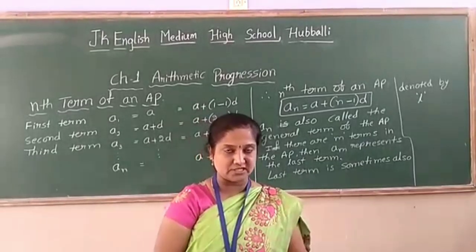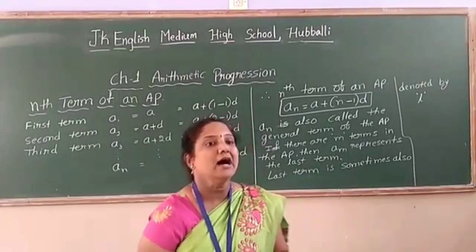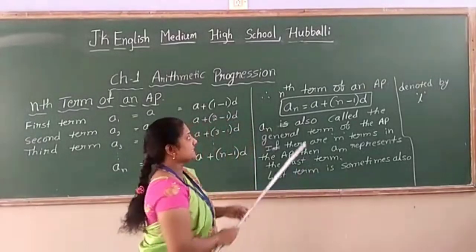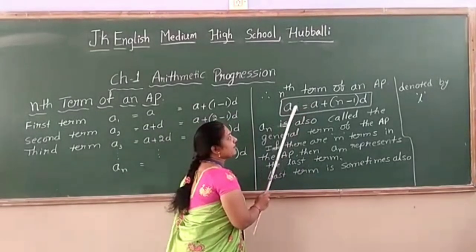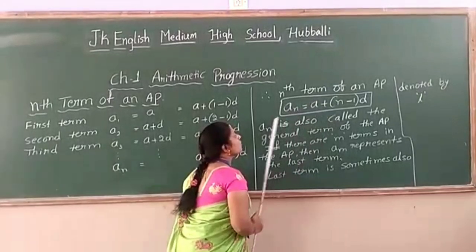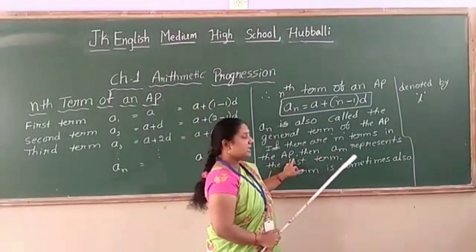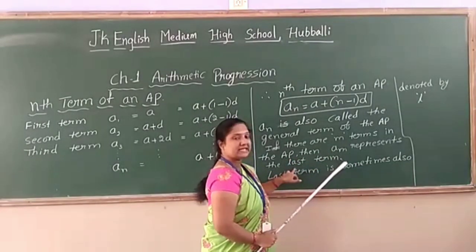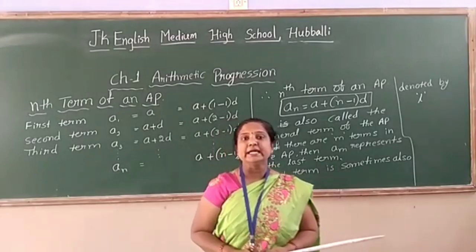In this formula, a is the first term, n is the number of terms, d is the common difference, and an represents the nth term of an AP. Be careful about the difference between a and an. a is the first term. an is also called the general term of the AP. If there are n terms in the AP, then an represents the last term. The last term is also denoted by l.